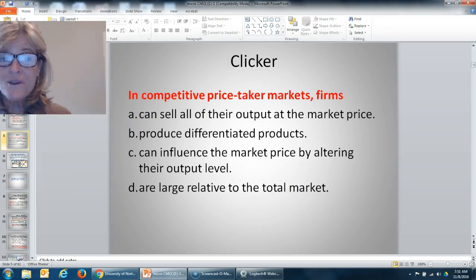Notice all these clicker questions, they tell you what industry to focus on. Here we're focusing on competitive price takers. Every single multiple choice question will now define that. All right, here, they can sell all of their output at the market price for the most part.